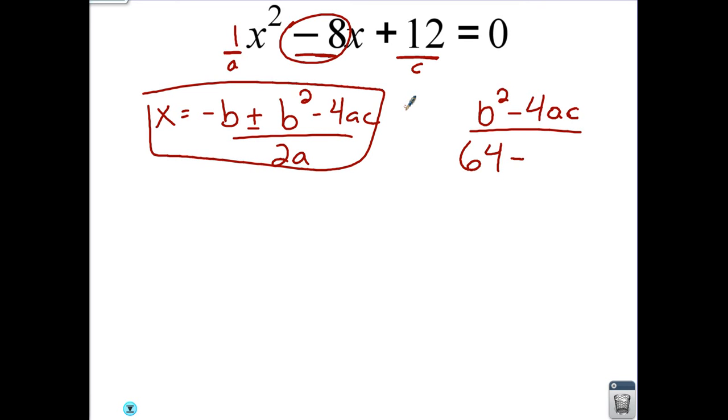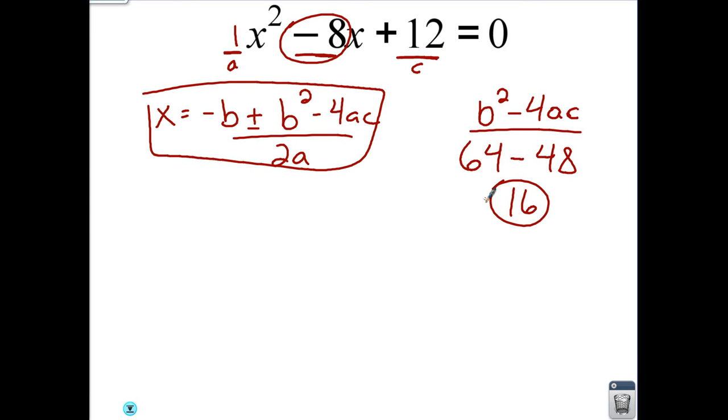Stephen, what do you get? Not here. Vanessa, do you get it? Can you repeat that? 4 times 1 times 12. I got 48. 48. So we get 64 minus 48, which is 16. B squared minus 4AC is 16. We're not done. That's leading up to our answer. Now let me show you something else. And this is kind of helpful.